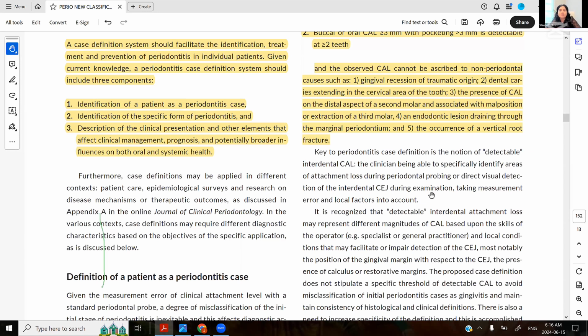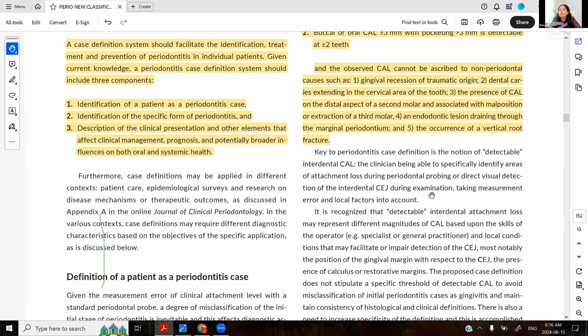Presence of attachment loss on the distal aspect of a second molar, which is associated with malposition of or the extraction of a third molar, will also not be your periodontitis situation. It should also not be an endodontic lesion, which is draining through the marginal periodontium. So a primary endo secondary perio situation also it should not be. Like a draining sinus would not be categorized as that.